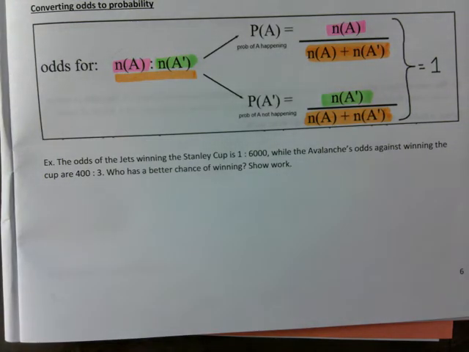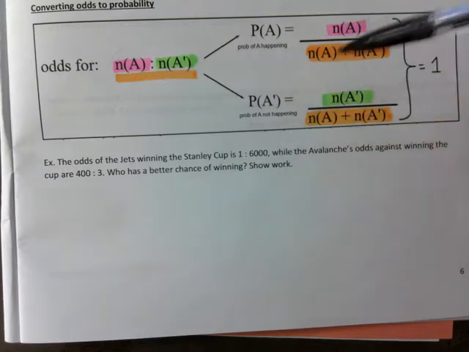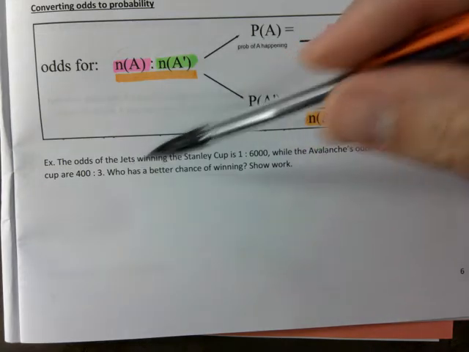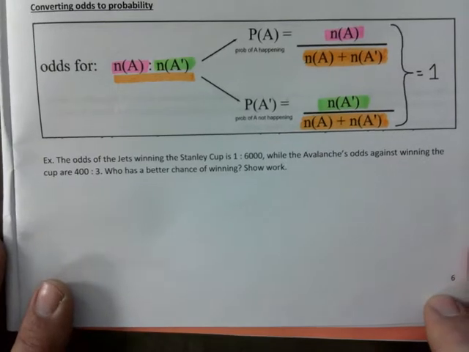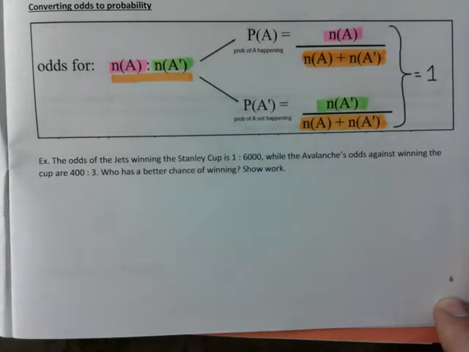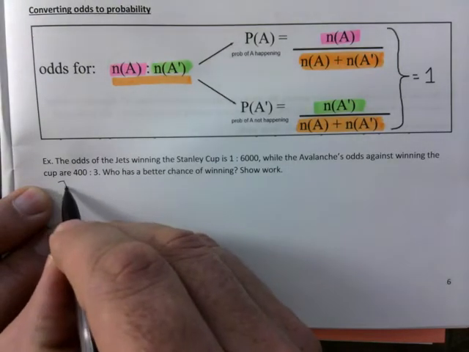So here, the odds of the Jets winning the Stanley Cup is 1 to 6,000, while the Avalanche's odds against winning the Cup are 400 to 3. Who has a better chance of winning? Show your work. Which team, I should say, right? Which team has a better chance of winning? Show your work. And I really wanted this to be mixed up, just really mixed up, so you really understand what's happening. So let's go with the Jets first.